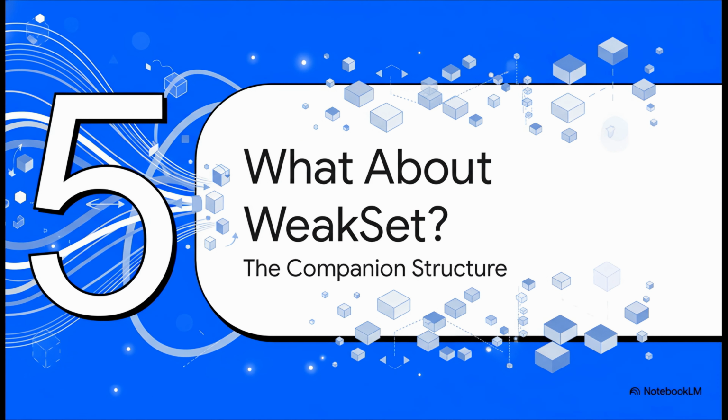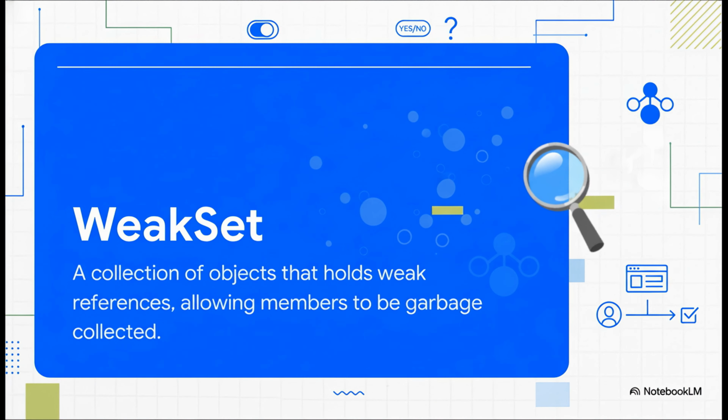Alright, so that's WeakMap. Now let's meet its sibling, WeakSet. It works on the exact same principle of weak references, but it's designed for a slightly different job. So if WeakMap is for storing some data about an object, WeakSet is just for keeping track of the object itself. It's for answering simple yes or no questions, like, have I seen this object before? Think of it for tracking things, like whether a user has already visited your site in this session.